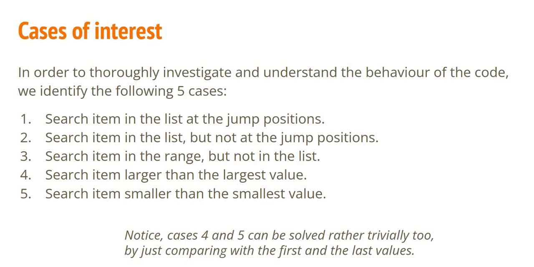Fifth case is search item is smaller than the smallest value. Well, basically this is a case where again, the list won't find it, because at the very first jump we will know that, look, this item is smaller. If you think about it, case number 4 and 5 can be solved rather trivially, but nonetheless, it's good to list them down here so that when we write the algorithm, we can make sure that all these cases are in fact happening. Let's see this a little bit more pictorially.